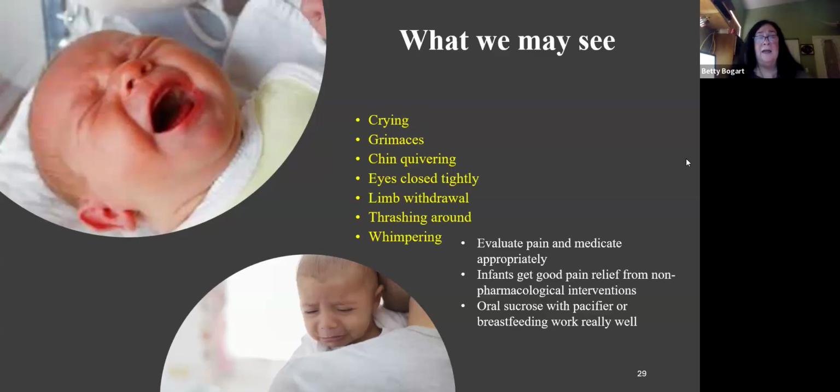Infants, one of the best ways to soothe pain is a pacifier with a little bit of sucrose, a little bit of sugar on it. We use that for infants with pain when we're starting IVs, drawing labs, doing a catheterization, urinary cath. And I'm telling you, it calms them and keeps them calm.